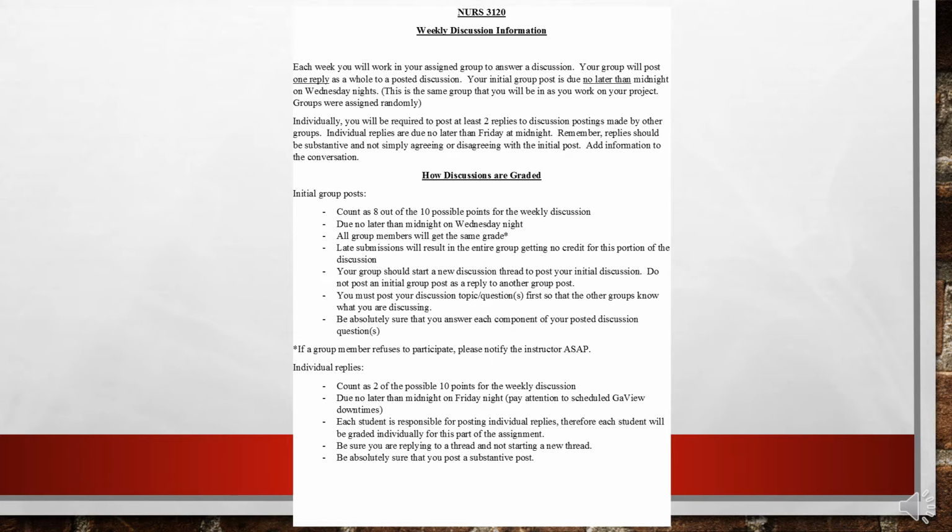What you want to be sure of for the discussions is that your initial post, keep in mind that that initial post is going to be a group post. It's going to be posted once, and your entire group will get the same grade. So here are some things you want to think about. The initial group post is worth 8 out of the possible 10 points. Your weekly discussions are worth 10 points. Your initial post is due no later than Wednesday night at midnight, and all group members will get the same grade.